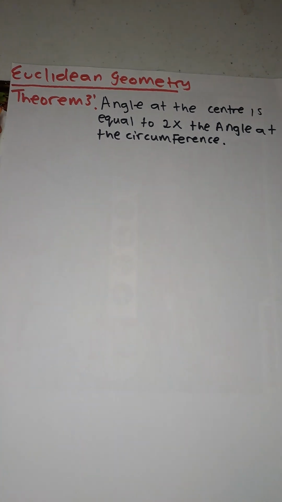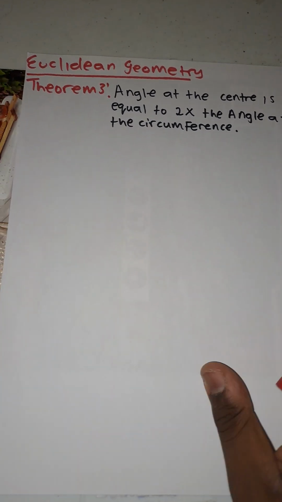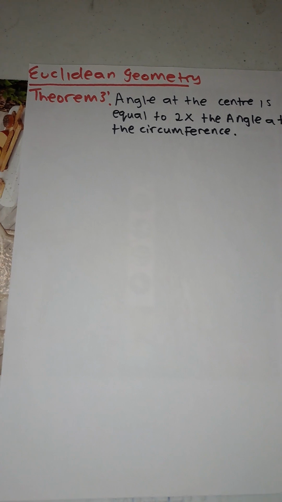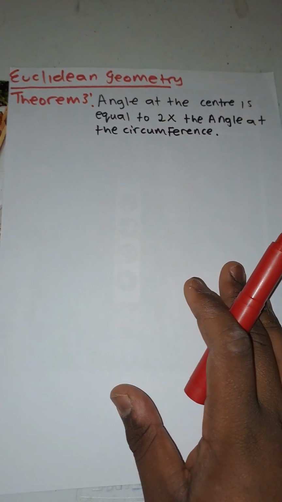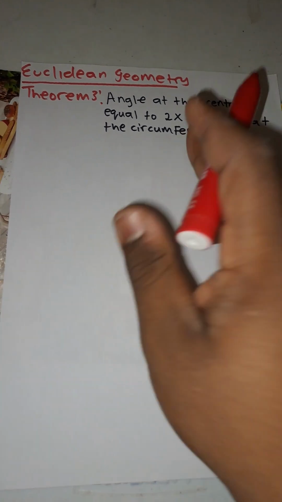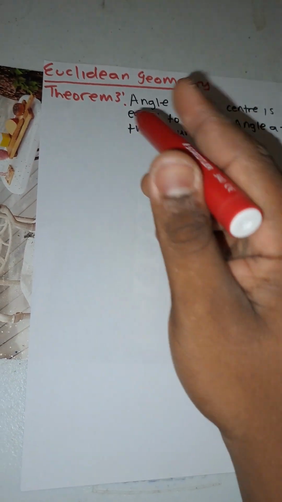Hello everyone, today we'll be doing the Euclidean geometry part, theorem 3. It says the angle at the center is equal to 2 times the angle at the circumference. This is a short piece of information about this theorem. So basically, what do we mean?